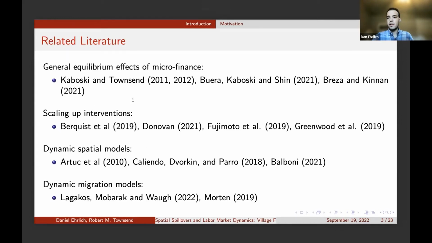There we go. So our work relates to a broad literature, and this is not an exhaustive list, and I'm going to be brief here. But broadly, there is an already existing literature on the GE effects of microfinance, and we're going to be expanding on that by thinking more about the spatial equilibrium and the intra-village effects rather than the inter-village effects. There's also a large literature with some fantastic papers on scaling up interventions that we're also related to. On the modeling side, we're going to be building a dynamic spatial model where, in contrast to much of the literature, we're going to be including firm frictions and also asset choice on the workers.